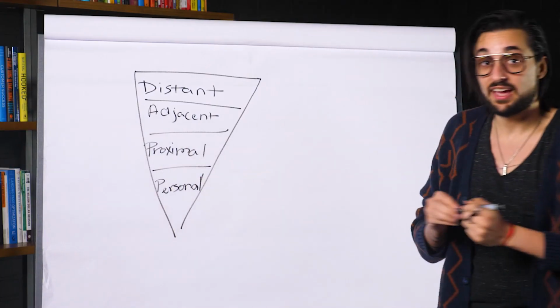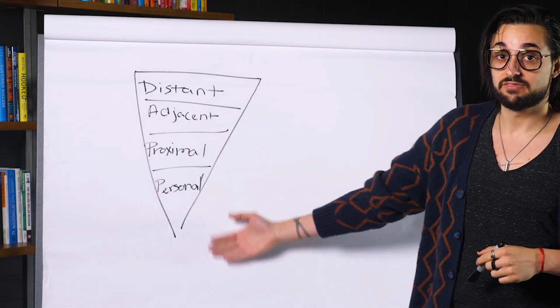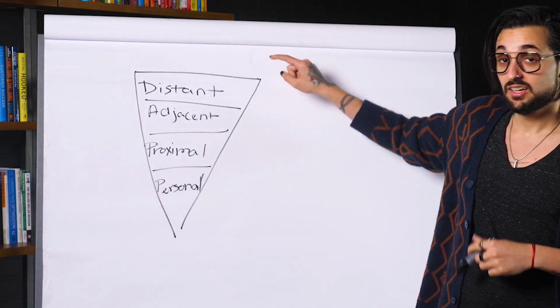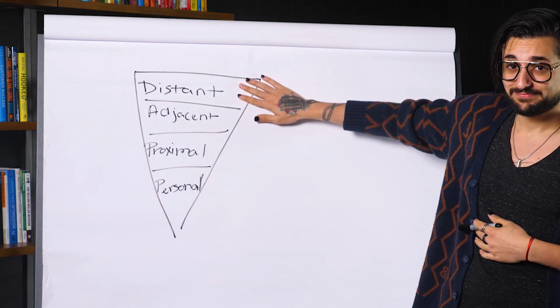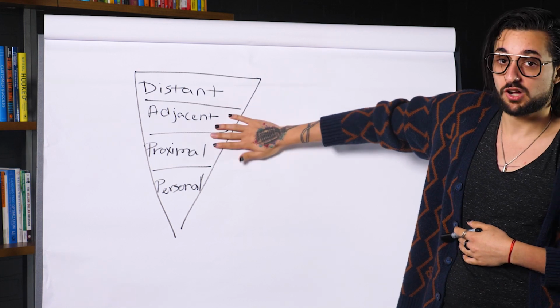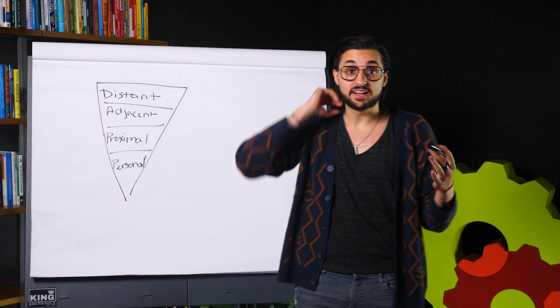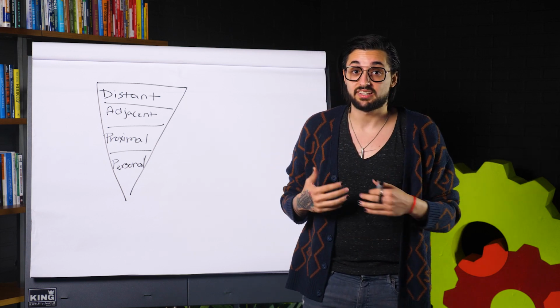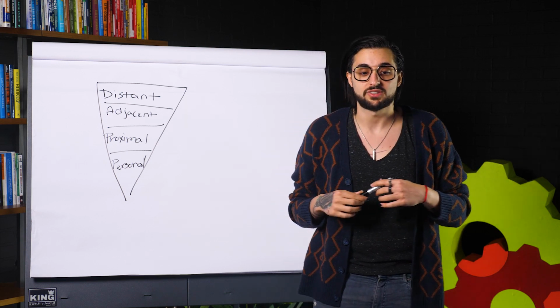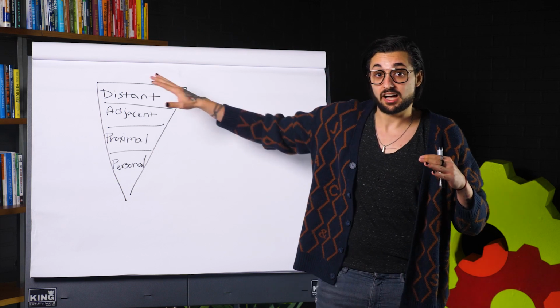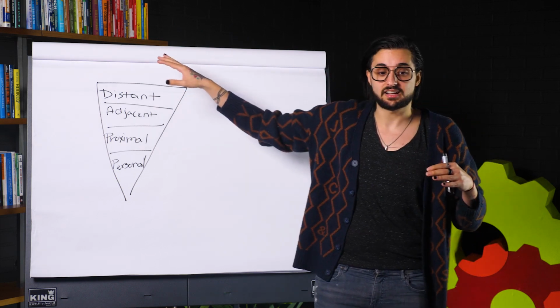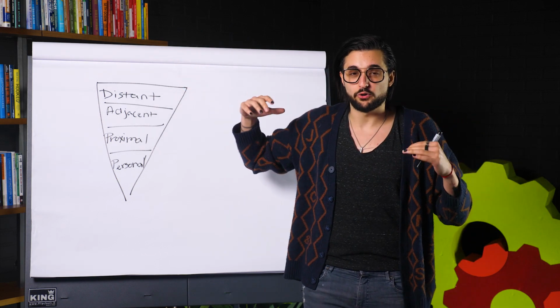All right, so as you see, it is most literally a funnel going from top down. We have distant at the top, adjacent in the middle, proximal underneath that, and personal at the bottom. So next thing we'll be talking about is the linguistic and tonal adjustments for copy, all right? Now, at the top, when we're talking about distant copy, it's respectful and inviting.